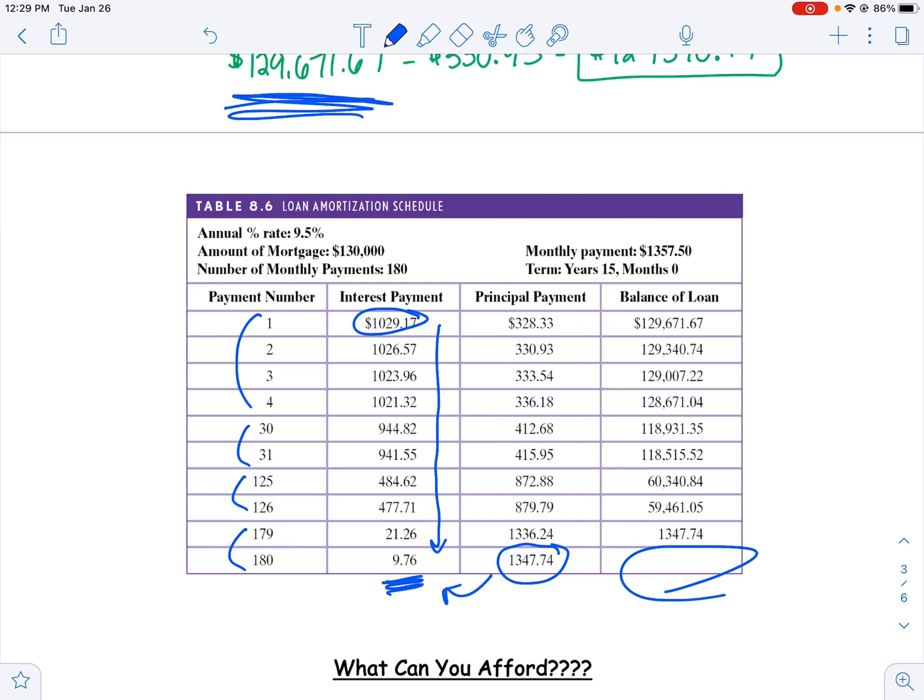Okay, it's called a loan amortization schedule. Make sure you can calculate how much will go to interest. Make sure you can calculate how much will go to the principal so you can figure out your new loan balance.